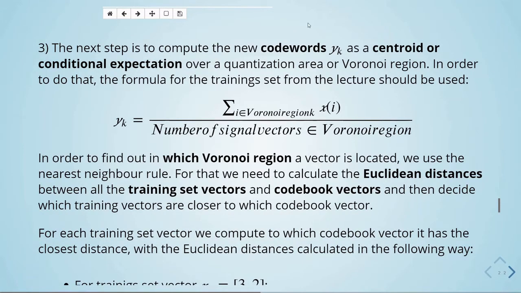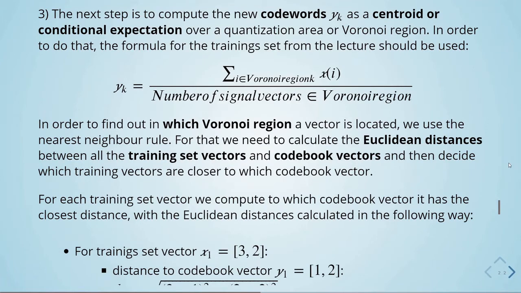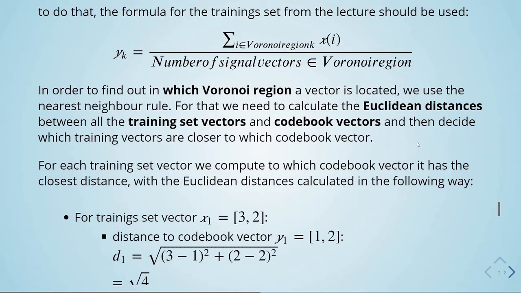So step 3, we have to compute the new code words y of k as a centroid or conditional expectation over a quantization area. That is our Voronoi region. In order to do that, we use this formula right here. To find out in which Voronoi region a vector is located, we use the nearest neighbor rule, and for that we need to calculate the Euclidean distances between all the training set vectors and codebook vectors, and then we decide which training vectors are closer to which codebook vectors.